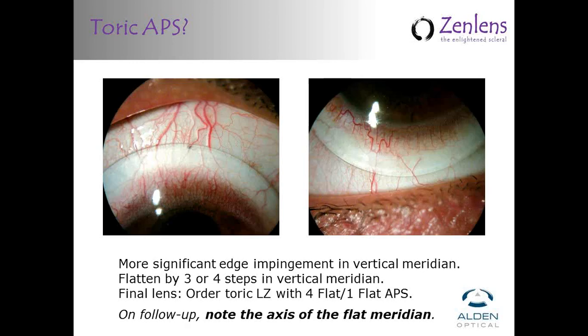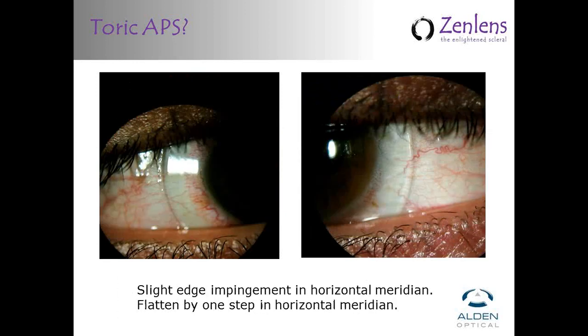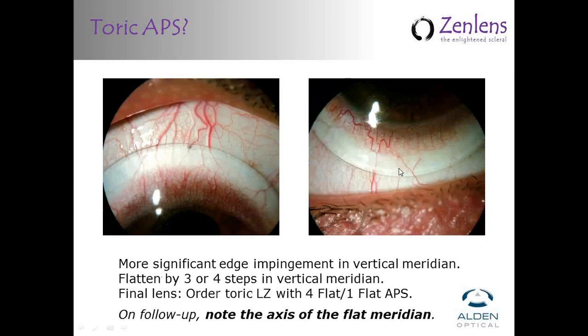But what's interesting here is you look at the vertical meridian, and now it's a little more obvious that you're seeing blanching of the vessels where that blood flow is getting cut off superiorly and inferiorly. So this is an example of what would be against the rule scleral toricity. Not as common, but certainly not rare. So this is an example where we would order a lens with, let's say we decided to go flat 1 in this horizontal meridian, but we wanted to flatten it maybe 3 or 4 steps in this vertical meridian. So what we might do in this case is order the APS, the landing zone, with a flat 4 and a flat 1. And now this is important.